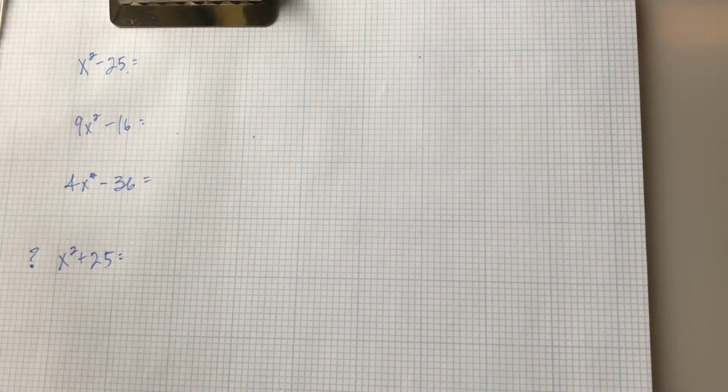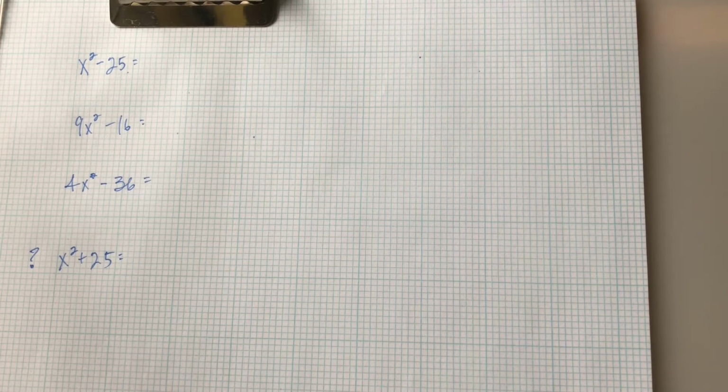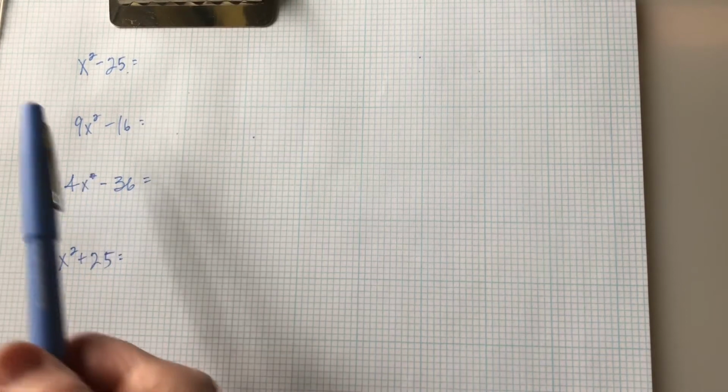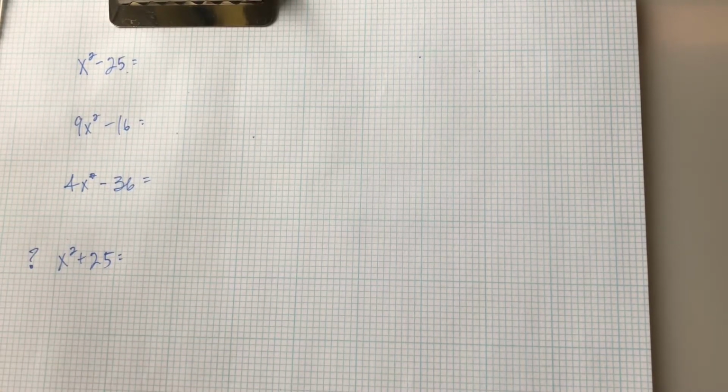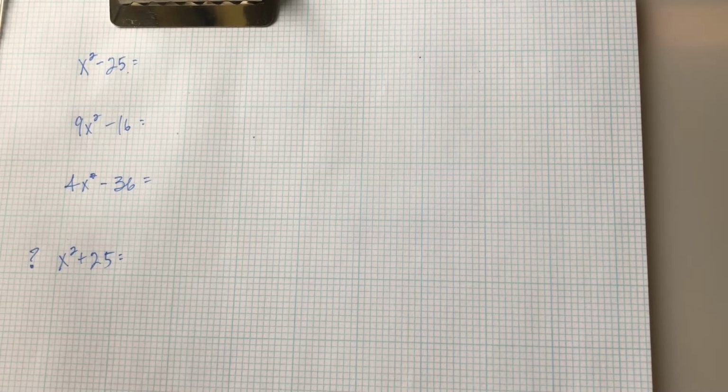Hey guys, welcome. In this video, we'll look at how to factor a difference of squares. A lot of times you'll need to factor something that looks like this, x squared minus 25. So what's the strategy for factoring that?